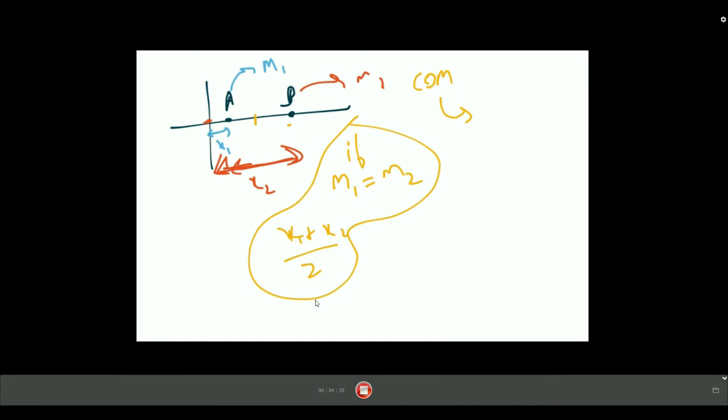But if m1 was not equal to m2, say maybe m2 was greater than m1, then just think for a bit, where do you think the center of mass would be? Will it be towards A or will it be towards B? Now, if you go by intuition, it's going to be towards B because B has the greater mass. I can give you an example.